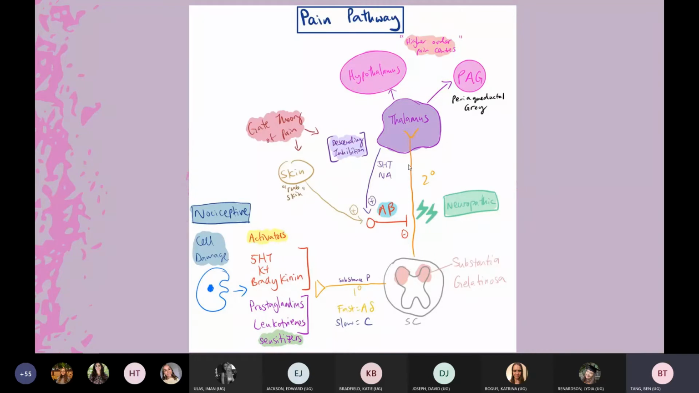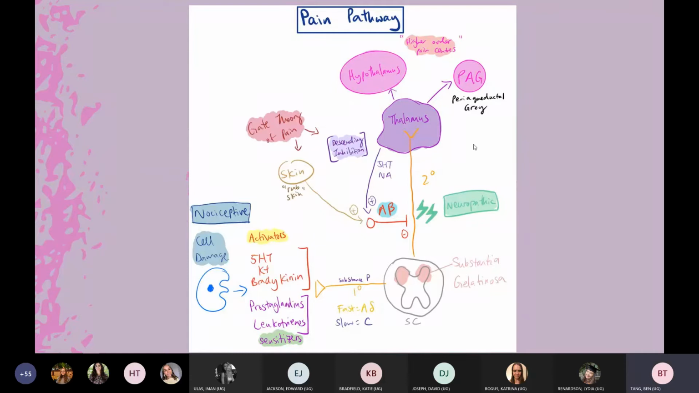There's also the descending inhibition theory, which is basically your kind of mind over matter approach, where the thalamus then releases serotonin and noradrenaline, and this also stimulates the A beta inhibitory neuron to kind of stop that pain signal going up.